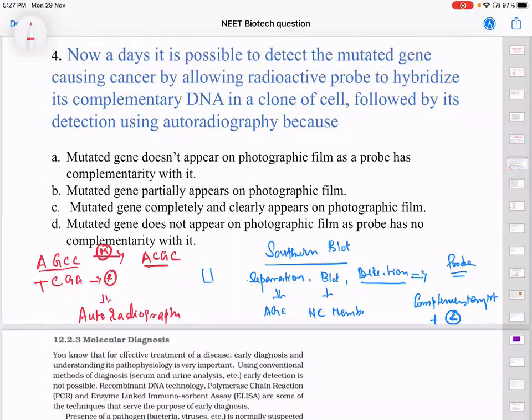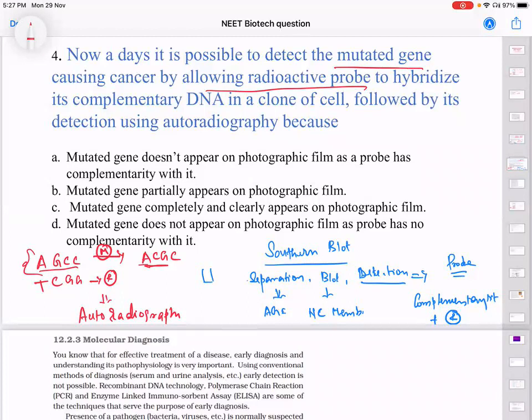So nowadays it is possible to detect a mutated gene causing cancer using radioactive probes. You know the sequence of the mutated gene. For example, let me assume this is the gene that just got mutated to this, and now you know the original sequence. What mutation happened, we are quite unaware of.